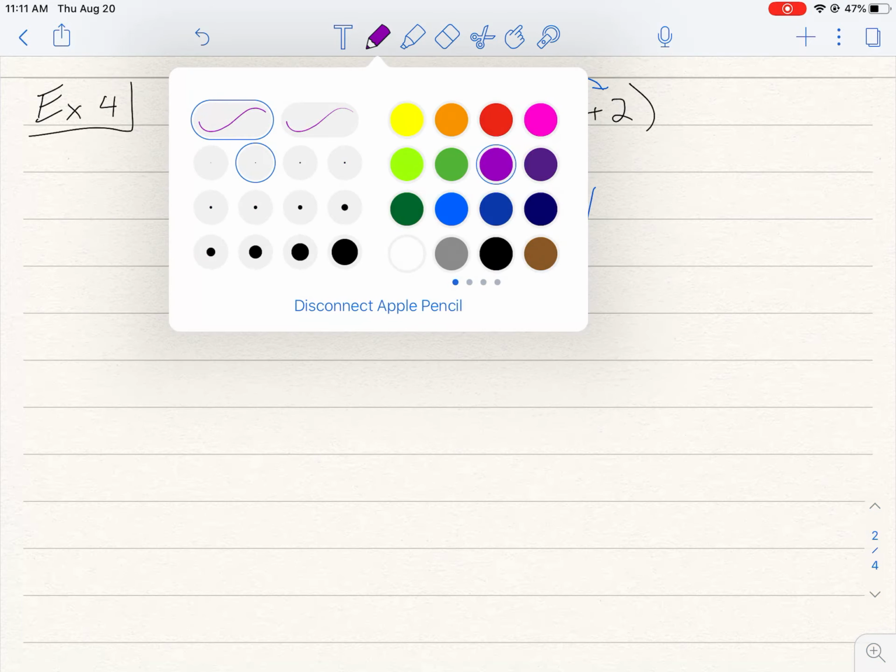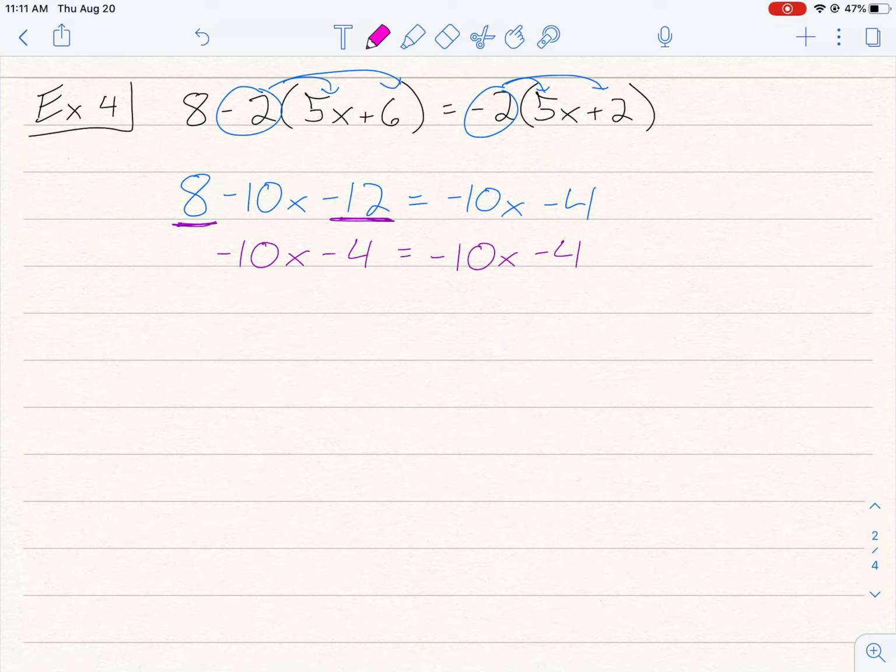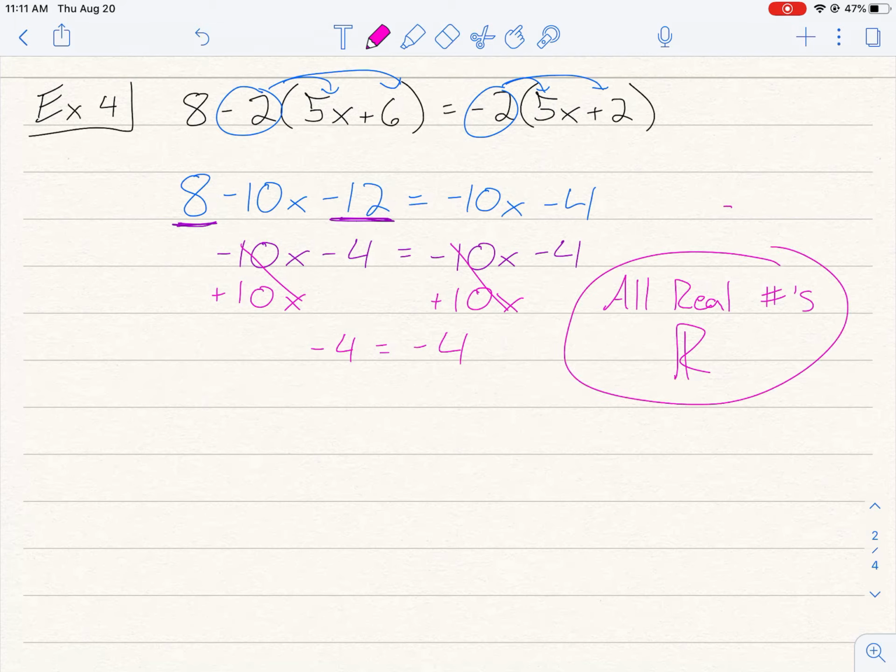Now, some of you may see what's happening at this point, but I'll keep going. Let's move our variables. So let's add 10x to both sides. Let's add 10x. Cancel there. I get negative 4 is equal to negative 4. Now, when this happens, when you get a true statement at the end, that means that it's all real numbers. Or this symbol, this big R with the line through it. So this is all real numbers. That is your solution to this problem.